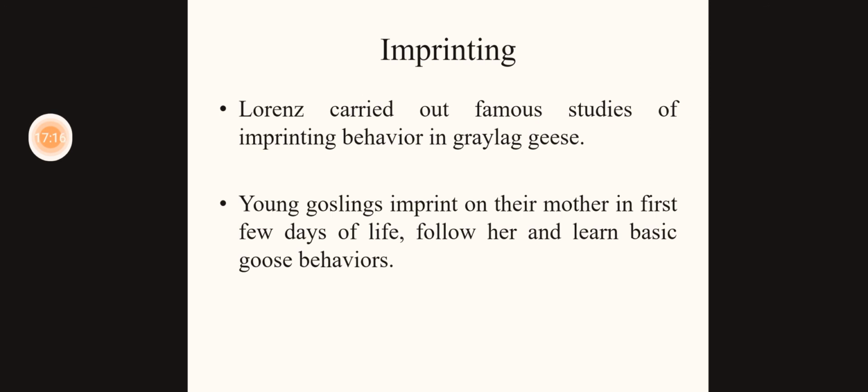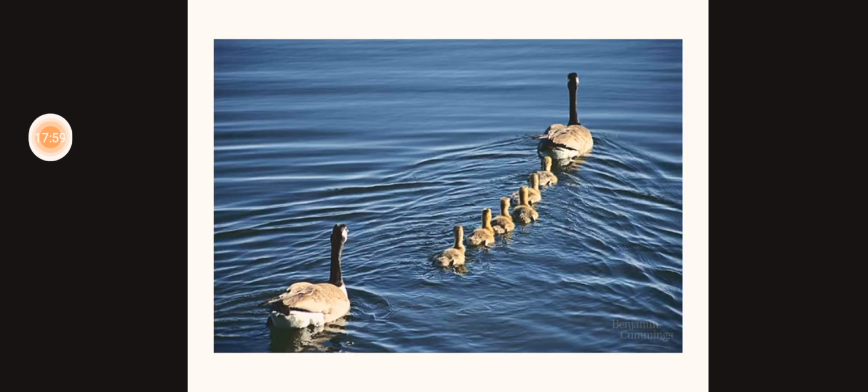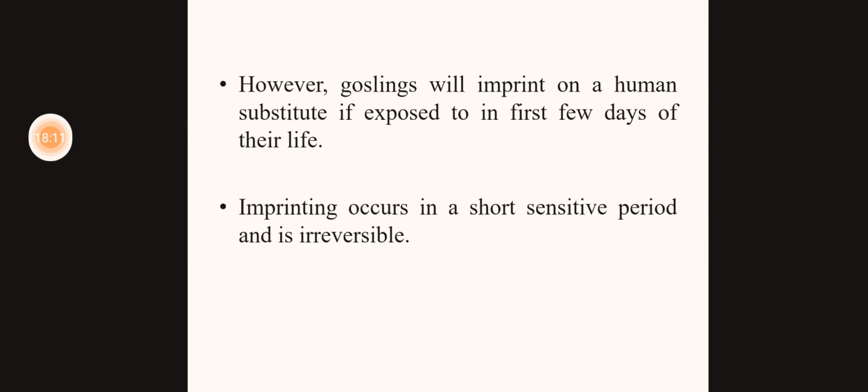Imprinting. Lorenz carried out famous studies of imprinting in greylag geese. Geese is the plural form of goose. Young goslings imprint on their mother in the first few days of life, follow her, and learn basic goose behaviors. That's imprinting from mother to the little ones, learned in the first few days after birth. They imprint how the mother behaves, like how mother swims, how mother moves, how mother interacts with the environment. All this learning is called imprinting from mother.